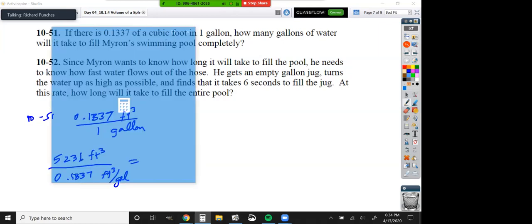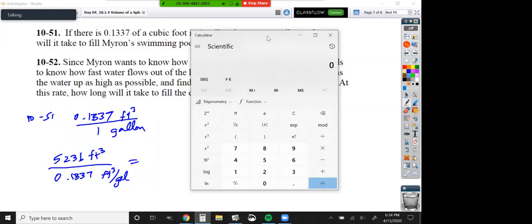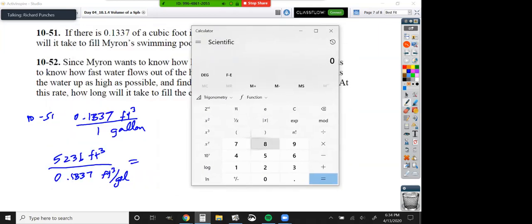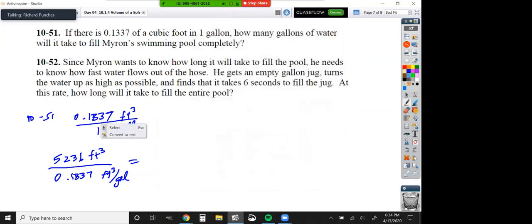So let's see what we get here. 5,236 divided by 0.1337 equals 39,162.3 gallons. Nice. That's a lot of gallons.